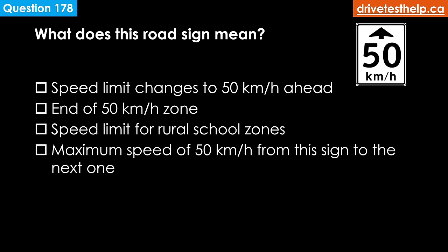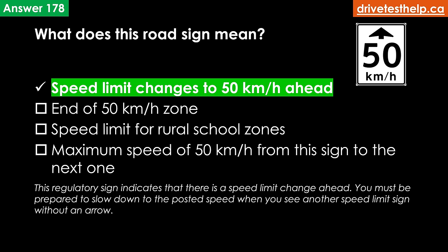What does this road sign mean? Speed limit changes to 50 kilometers an hour ahead and of 50 kilometers an hour zone. Speed limit for rural school zones. Maximum speed of 50 kilometers an hour from this sign to the next one. The correct answer, speed limit changes to 50 kilometers an hour ahead. This regulatory sign indicates that there is a speed limit change ahead.